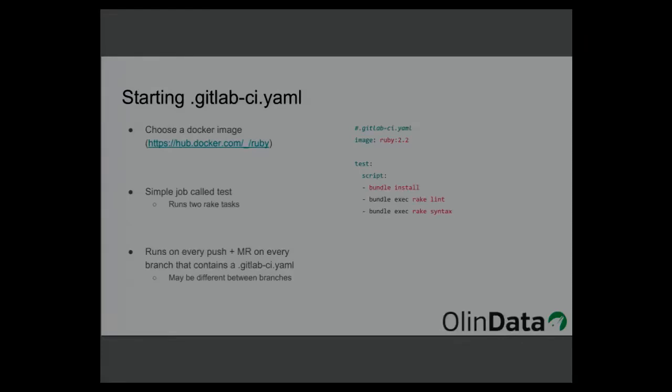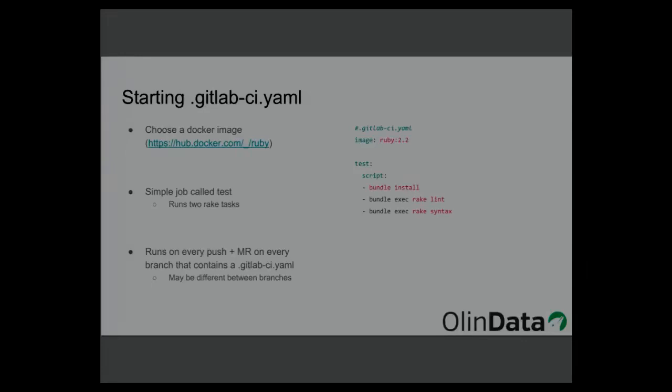And then in its simplest form, it has a script parameter, and that just has a number of statements that you want to execute. In this case, we'll do a bundle install, and then a rake lint and a rake syntax task. This was taken from one of our Puppet projects, but you get the point.